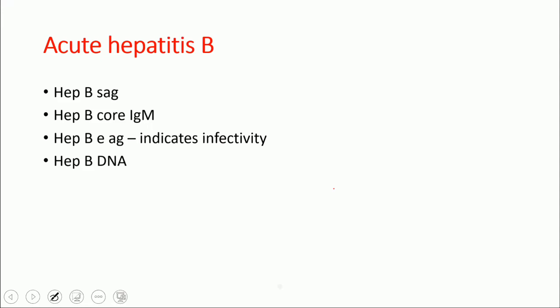So actually, ideally to diagnose acute hepatitis B, you should have three things. The hepatitis B surface antigen positivity, the hepatitis B core IgM positivity, and the hepatitis B DNA positivity. You can check the viral load directly through PCR.